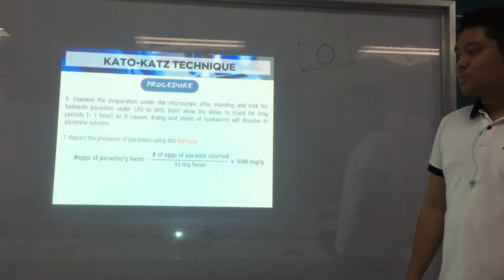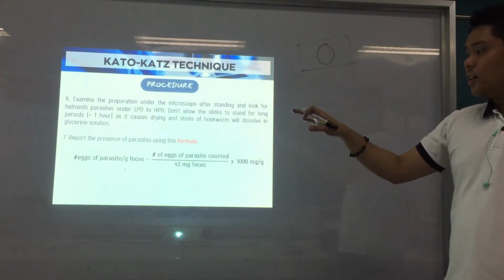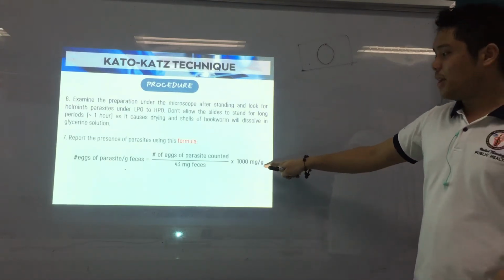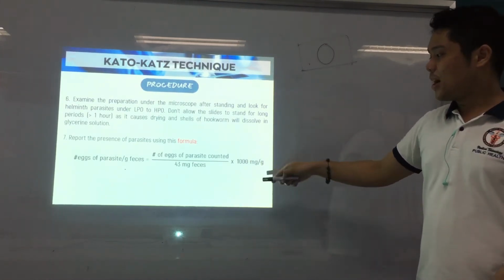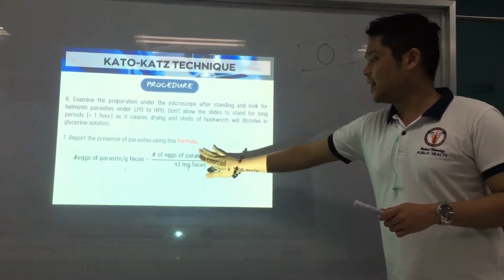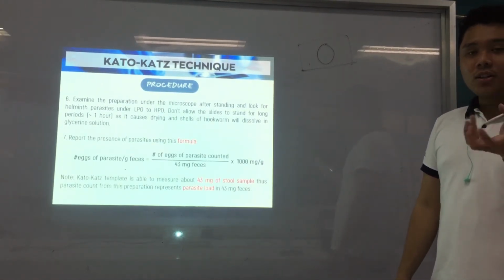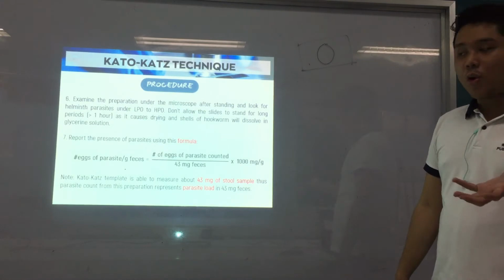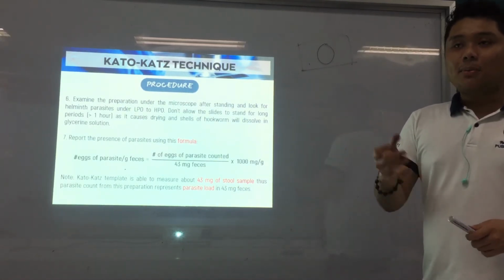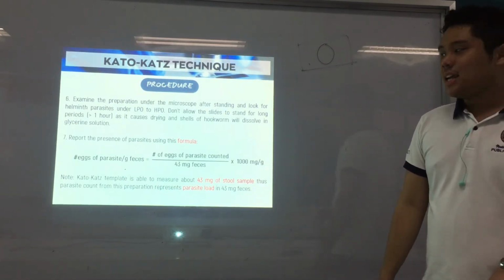So the number of eggs per parasite per gram of feces is the number of eggs of parasite counted over 43 milligrams times 1,000 milligrams per gram. Because we want to determine per gram, that is why we multiply by 1,000 to cancel the milligrams. Now, the 43 there, guys, is constant because the template, the circle, is able to measure about 43 milligrams of stool sample. So the stool that remained in the circle using the template is equivalent to 43 milligrams.